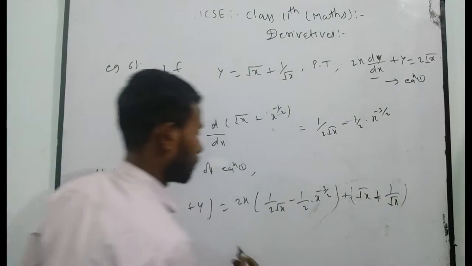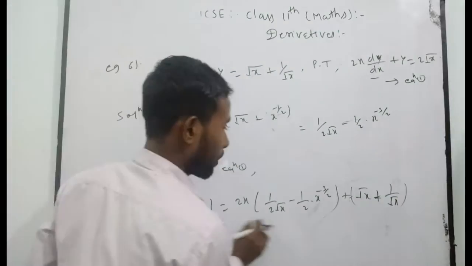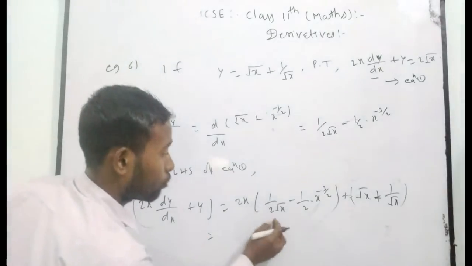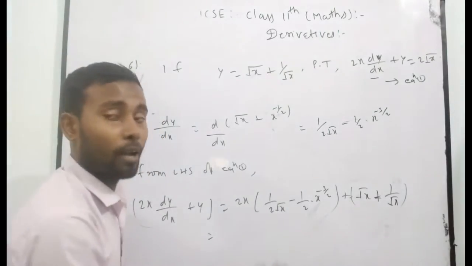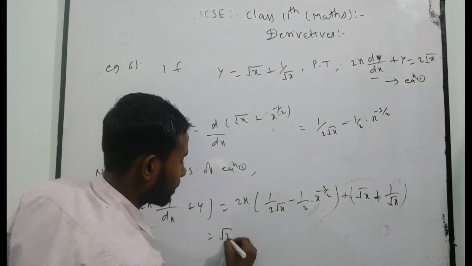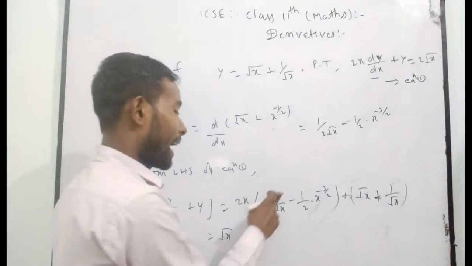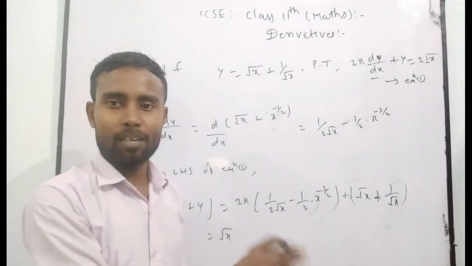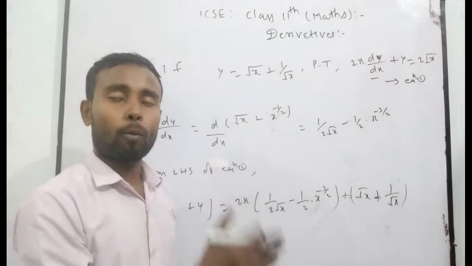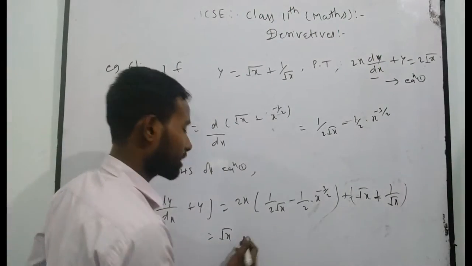Everything is very easy for you. Now you have to multiply it by 2x. In both terms, the 2 cancels, and x to the power 1 by root x to the power half becomes root x, because x to the power 1 divided by x to the power 1 upon 2 becomes x to the power 1 upon 2. X to the power 1 upon 2 means root x, so it will be root x minus.